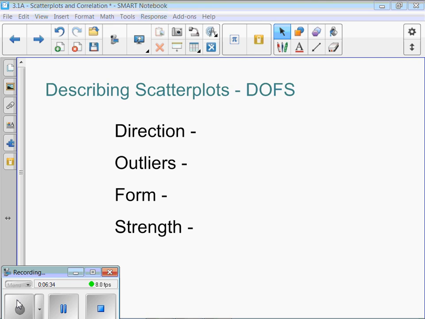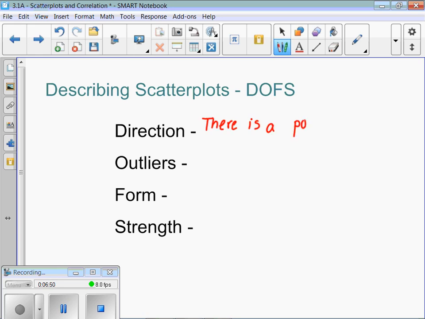DOFS stands for direction, outliers, form, and strength. Direction is either positive or negative. If you look at the slope of that line, is it positive or negative? Positive: as one thing increases, so does the other. So we would say there's a positive association between points per game and wins.